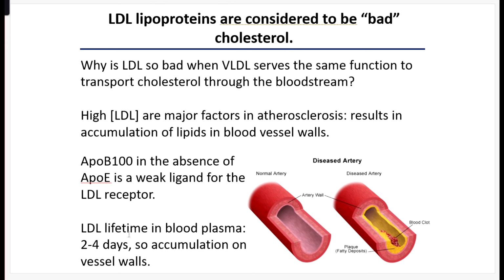And so LDLs tend to circulate in the blood plasma for about 2 to 4 days, accumulate on blood vessel walls, induce an immune response, and cause heart attacks or stroke.